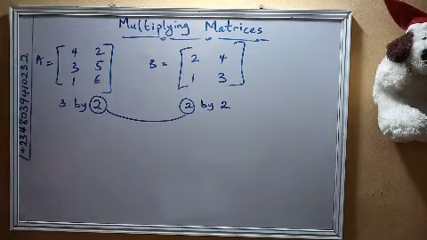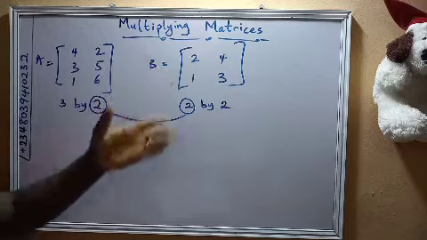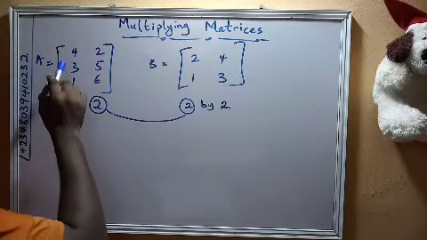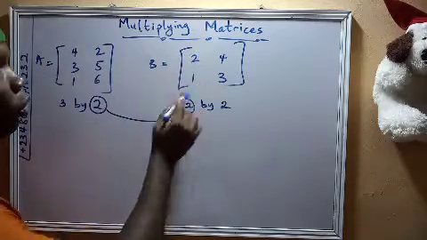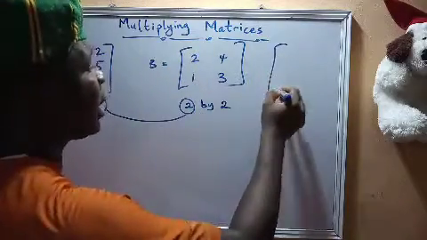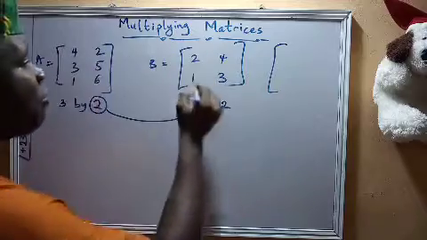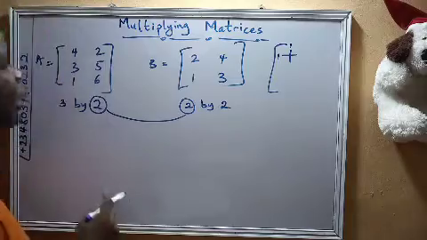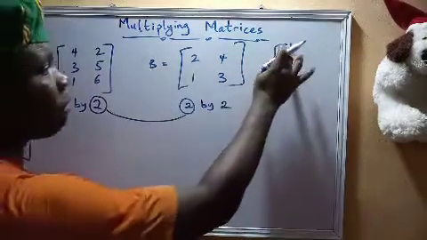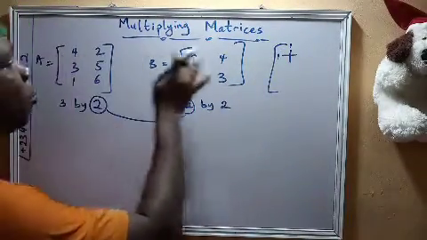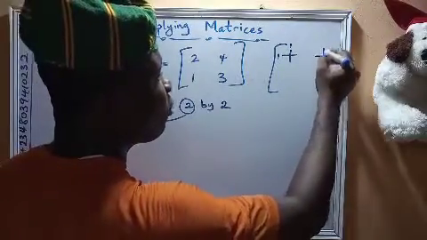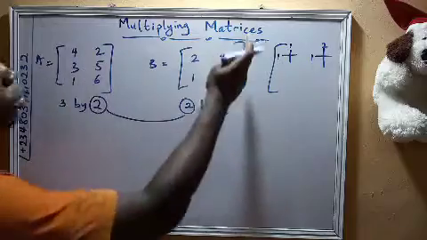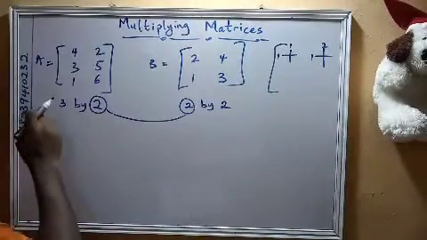Okay, now let us multiply them. We want to multiply this by this. Now, how do we do it? It's simple. You go row by column, so that our first answer will be first row by first column. The second answer will be first row by second column. Now, first row, no other column, so that's fine.